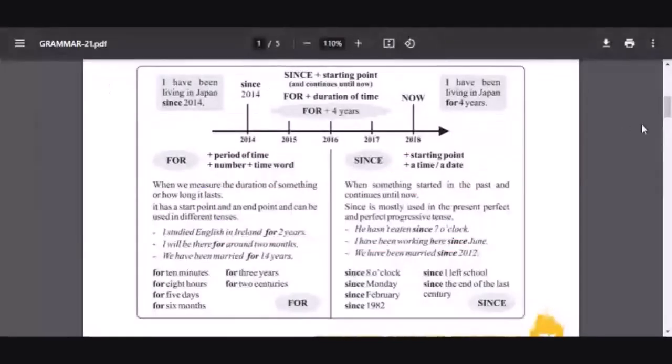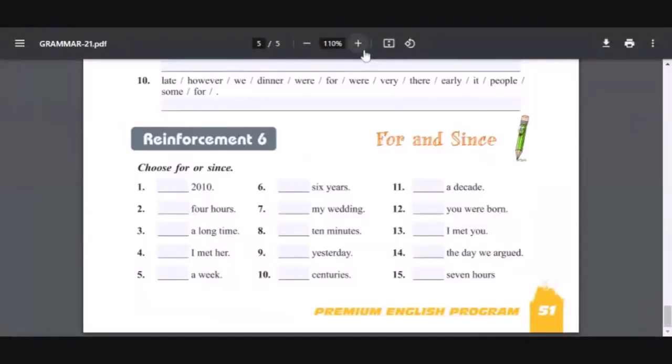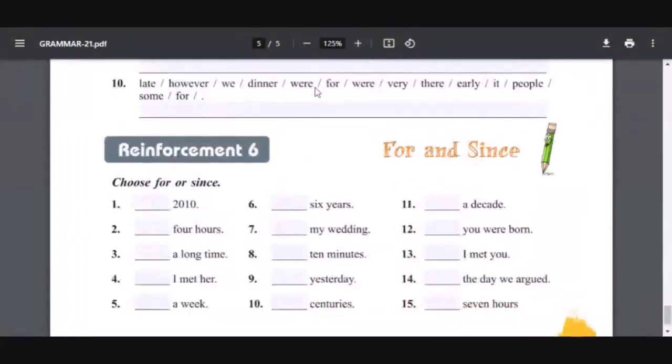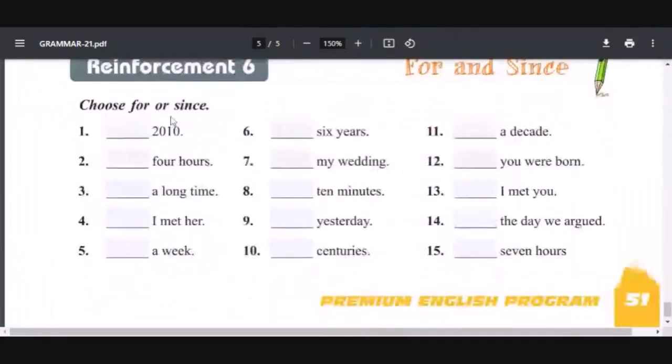Not yet, teacher. Okay, good. So we can say that for and since are topics that are easy to understand. For example, in the reinforcement sheets, right? You told me you didn't complete them, right? Reinforcement sheets? Yes. Okay. So in this case, you only need to choose for or since. What about the first one?